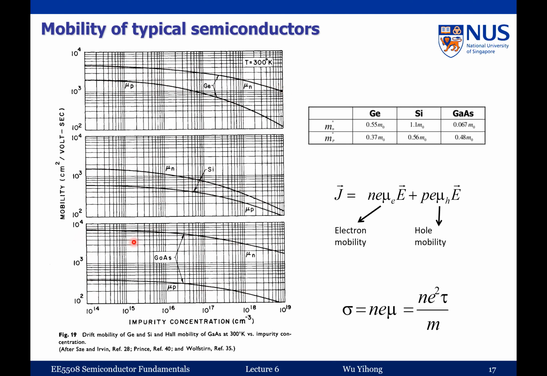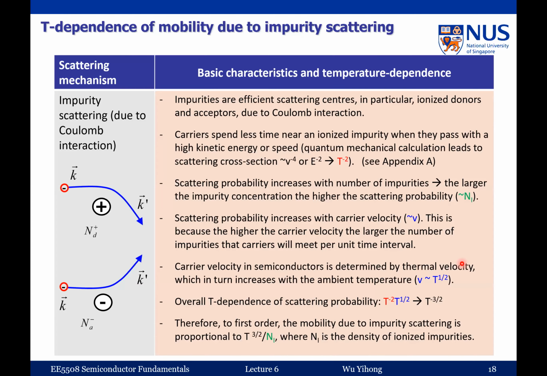So typically, in this kind of material, you can see that the electron moves much faster. And also look at impurity concentration. This is impurity concentration. So as impurity increases, typically mobility will decrease, right? That's due to scattering from ionized impurity levels. Okay, that's for a typical semiconductor.